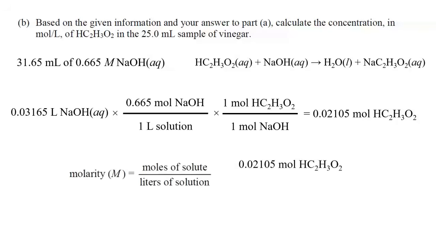So to get moles per liter, I've got to take that number of moles of acetic acid and divide by the volume. So 25.0 milliliters, when I convert that to liters, is 0.0250 liters of solution for the vinegar. So moles over liters, if I do this math, my final answer to Part B is 0.842 moles per liter. That's the concentration of acetic acid in the vinegar sample. And I rounded off my final answer to 3 significant figures because 25.0 milliliters also has 3 significant figures.